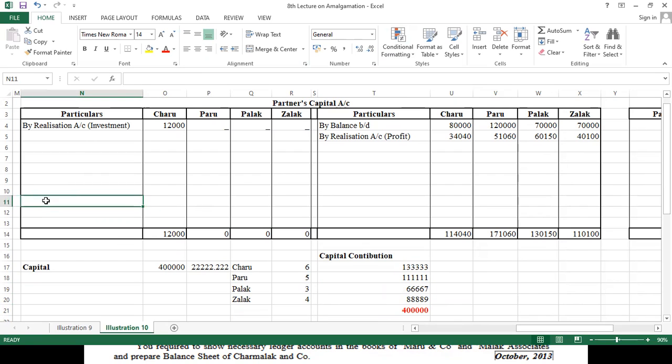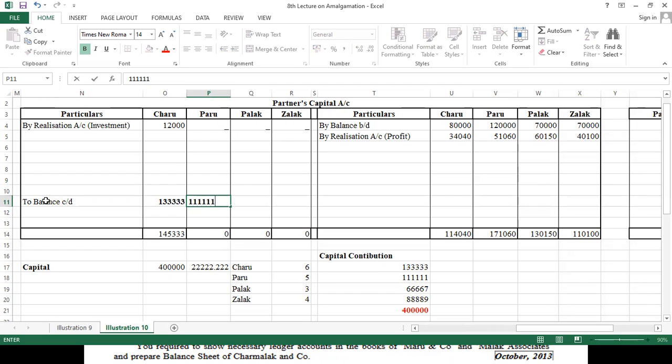So here we will write to balance carried down to balance sheet. Amount is 1,33,333. Here it will be 1,11,111 and here it will be 66,667 and here it will be 88,889. So if we make a total of it, it will become 4 lakh.